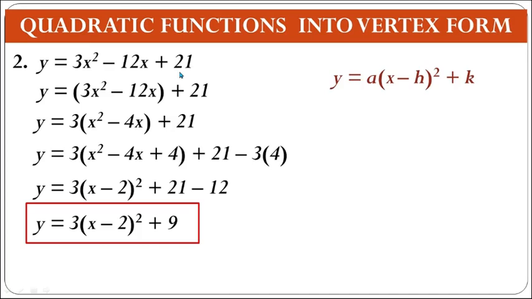So, a, h, and k. Our a is the one here, 3. h is negative 2 in the vertex form, since it is x minus h, so the sign is opposite, so positive. And plus k, so it is plus also here, so our k is 9.